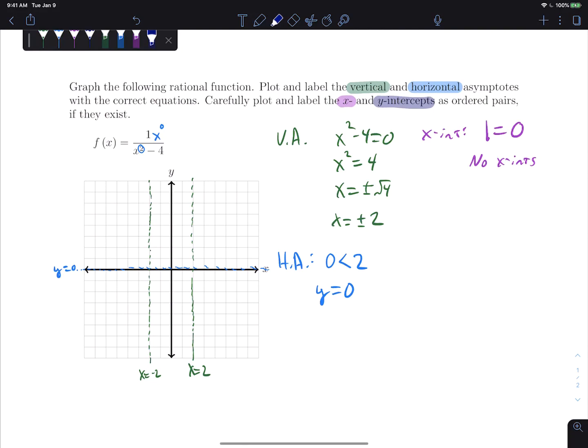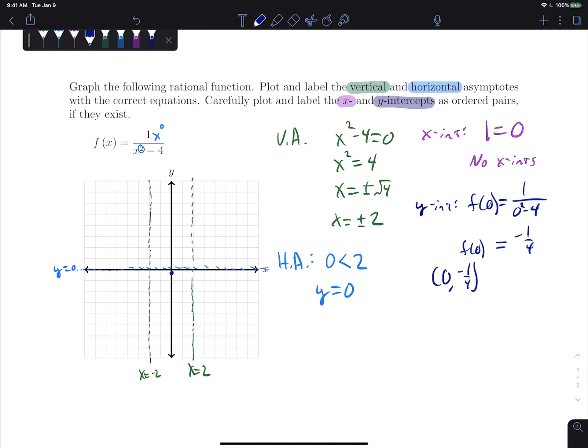And now for the y-intercept. We basically want to find f of 0. So it gives me 1 over 0 squared minus 4. And simplified, that gives you negative 1/4. So the actual coordinate would be 0, negative 1/4, which would be right there.